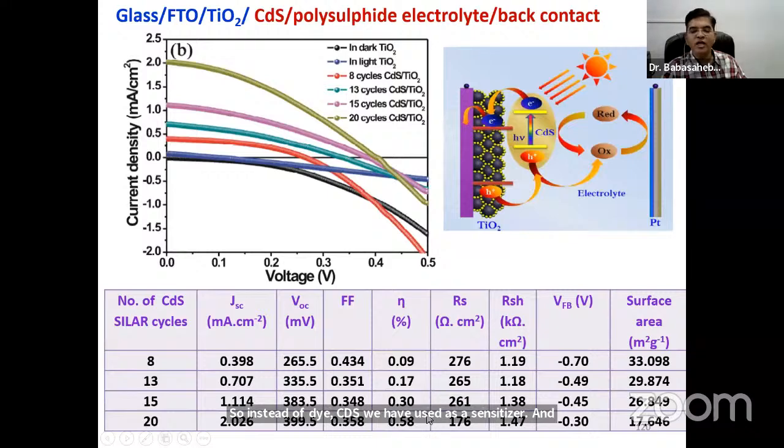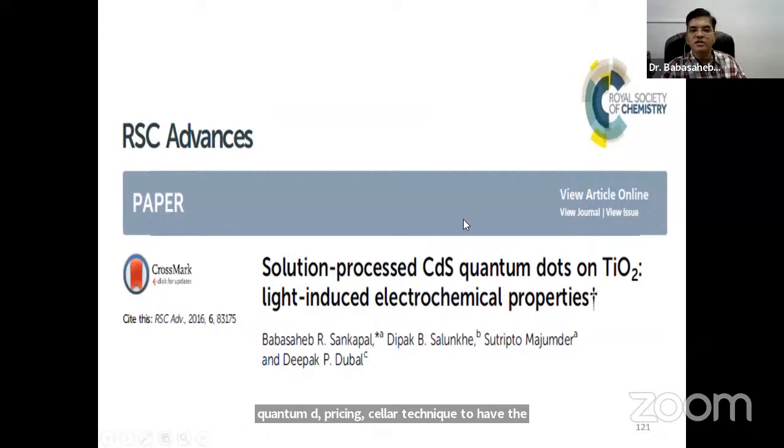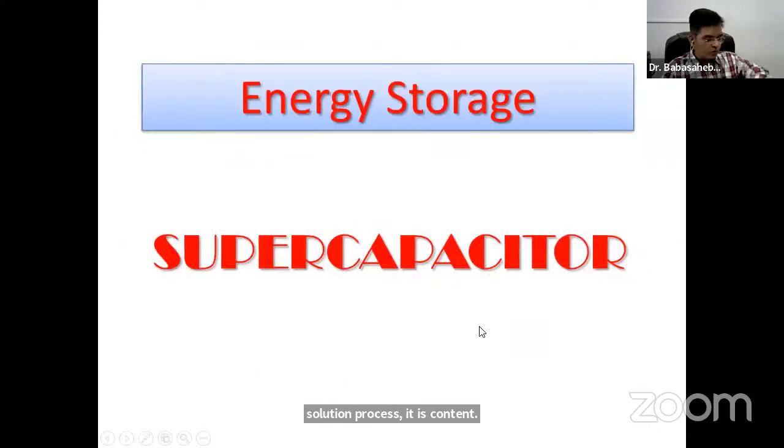Efficiency is not so high, but we have fabricated the quantum dots at a lower temperature by using the simple SILAR technique. So you can work on quantum dots as well, growing the quantum dots by using the SILAR technique for different applications. So this was published in the RSC Advances journal, Solution Processed CdS quantum dots on TiO2 for solar cell application. So the next approach is called supercapacitor.